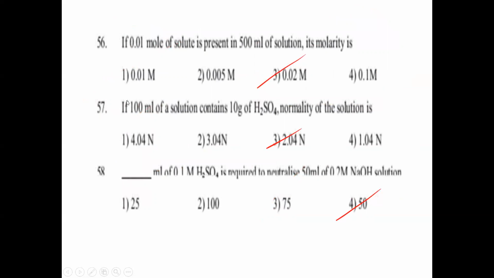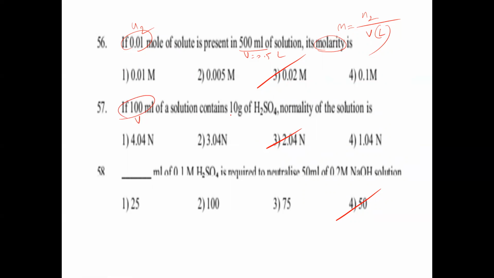Next, if 0.01 moles of solute, number of moles of solute, 0.01, so n2 is given, is present in 500 ml of solution. So volume of solution given is 500 ml. Its molarity, again formula: molarity is equal to number of moles of solute by volume in liters. So here volume in liters is 0.5 liters. 500 ml means 0.5 liters. So this formula we had applied. Next answer is 0.02.